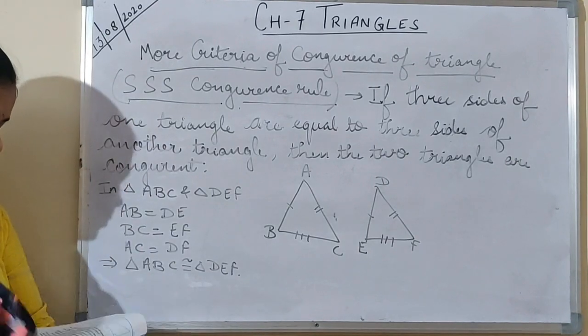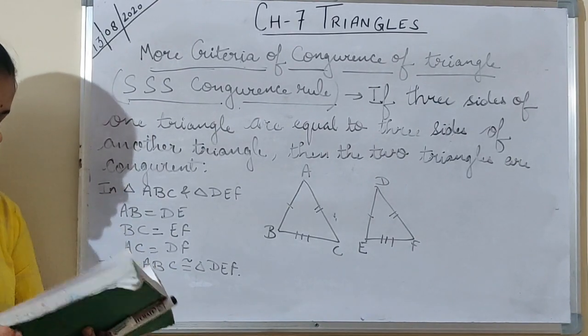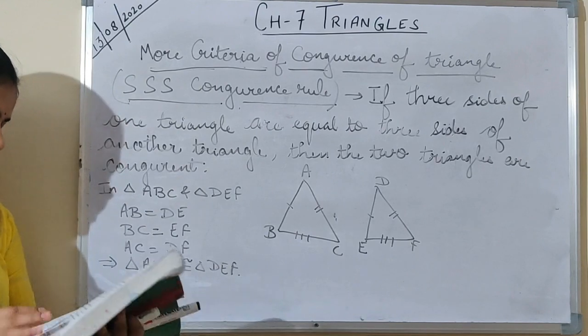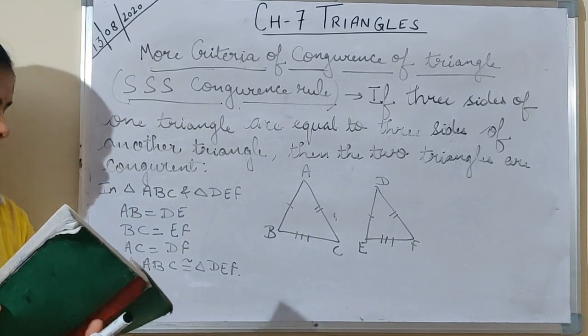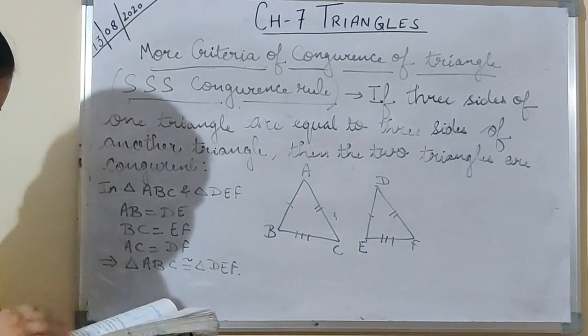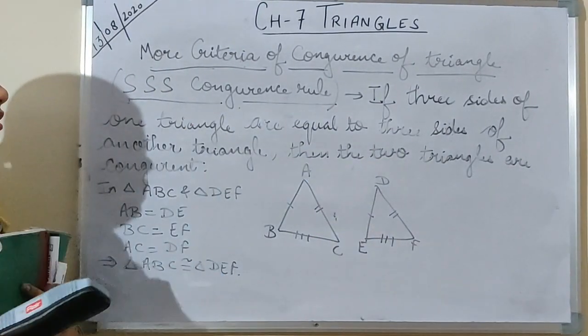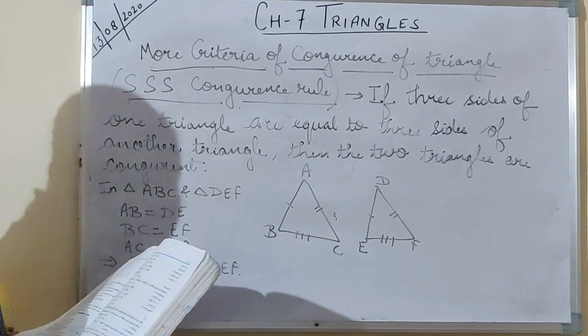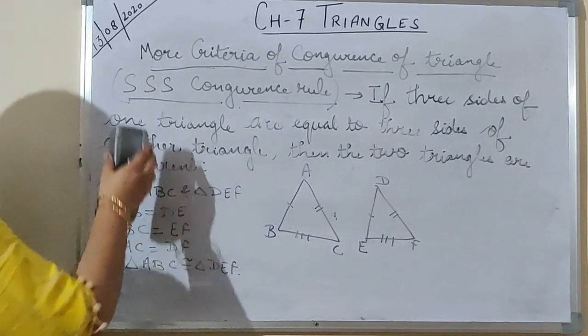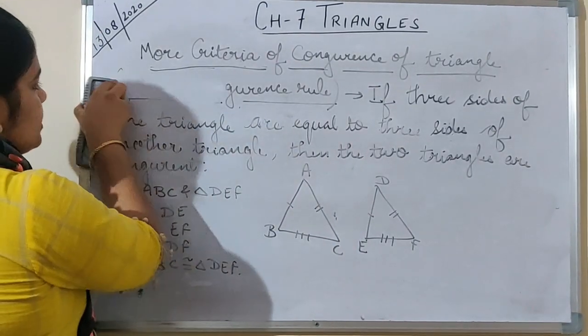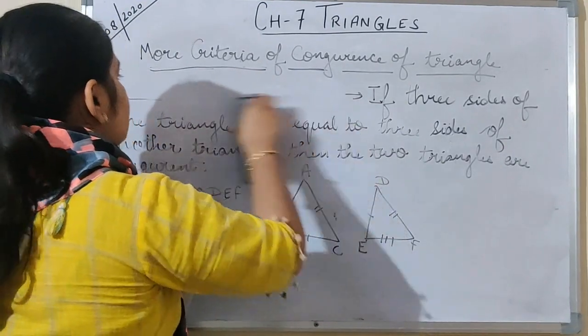You have to note it down. Note it down, please. As there is no proof in our syllabus for this criteria, we are not doing that for this theorem. We are only focusing on the result of this theorem. After this, our next criteria is the RHS congruency rule.